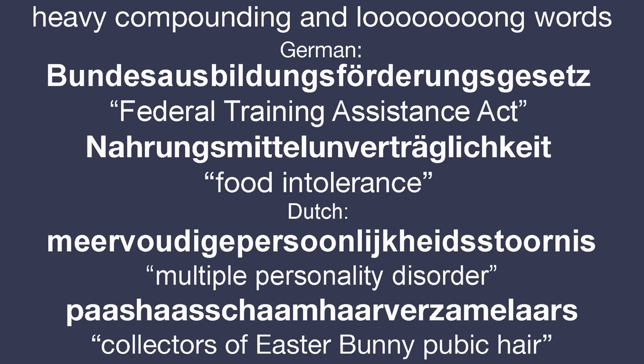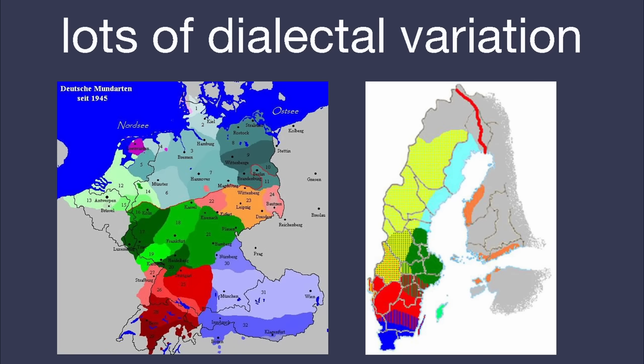Some Germanic languages, namely Dutch and especially German, are notorious for their extensive word compounding, which leads to very long and intimidating words. I should also mention that the Germanic languages tend to have a lot of dialectal variation, and there are many things I say about these languages that don't apply to every dialect of the languages I talk about, so keep that in mind.